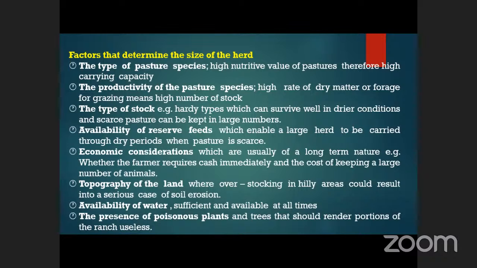But the absence of pasture also can lead to reduction of the size of the herd. Animals will die because they have nothing to eat.